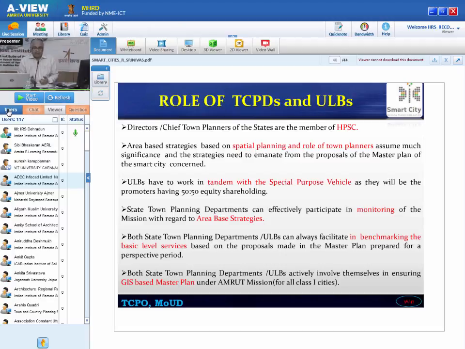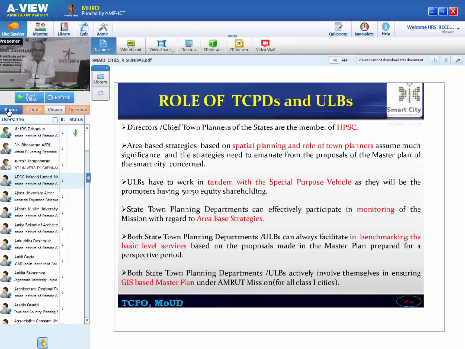But that depends on both urban local bodies and state town planning departments. They need to assess and implement in such a manner that the city is in a position to attain the benchmark. Like, both state town planning departments and urban local bodies need to actively involve themselves in ensuring a GIS based master plan. Now let me tell you, there will be another lecture tomorrow on the GIS based master plan for Amrit Mission cities.